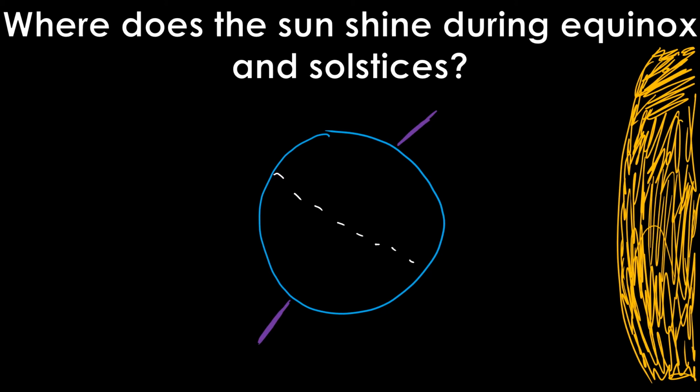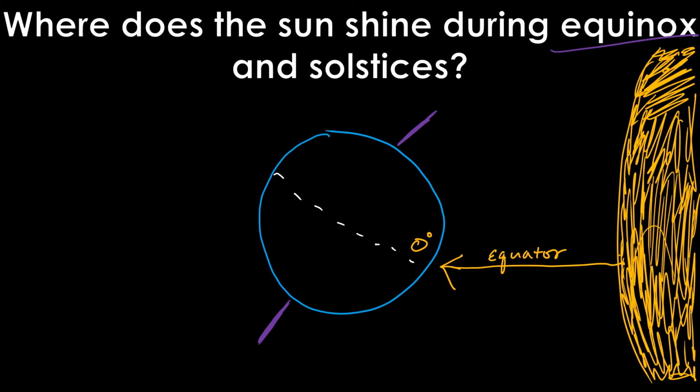Okay. And so during the equinox, first let's start with the fall and spring equinox. The rays of the sun are going to be pointing most directly right at the equator. Okay, so that is 0 degrees north-south. The equator is 0 degrees. So during the equinox, it's pointing right at the equator.